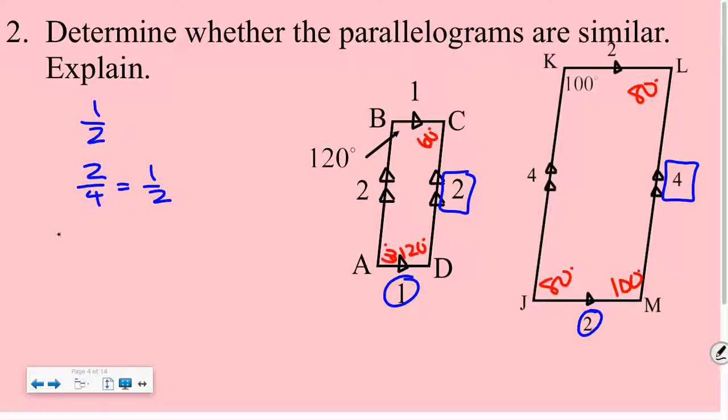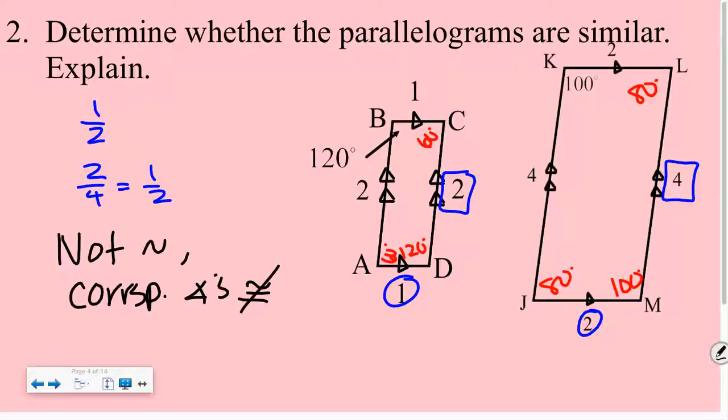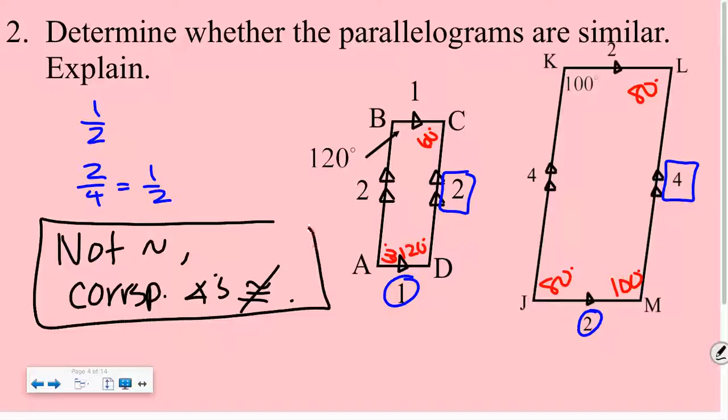Determine if the parallelograms are similar. Not similar, explain. Corresponding angles are not congruent. That slash through the congruent symbol means not. So you have to meet both things. You have to have proportional sides and congruent angles. You'll do this a lot on your assignment today. Make sure you go short to short, long to long when you're checking your sides.